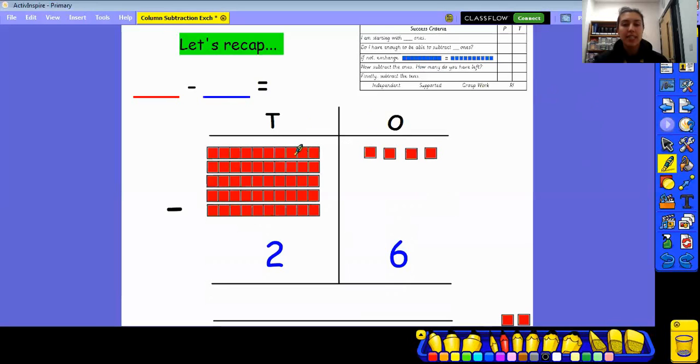So my starting number has got 1, 2, 3, 4, 5 tens and 4 ones. So my starting number is 54. And then you can see that I'm subtracting 2 tens and 6 ones. So I'm subtracting the number 26. Let's work out the answer then by following our success criteria. I am starting with 4 ones.